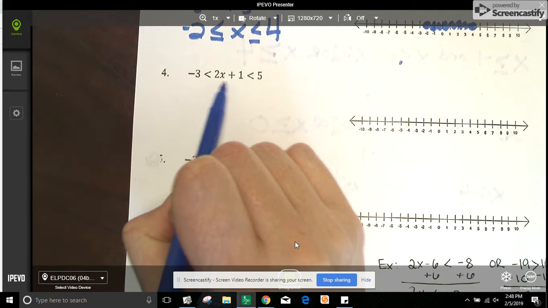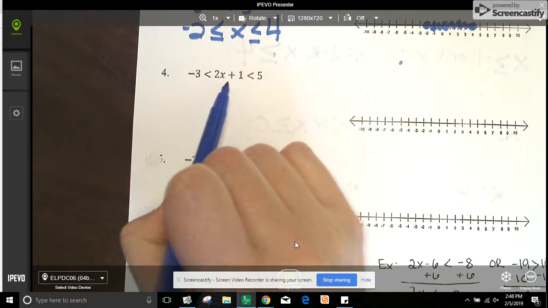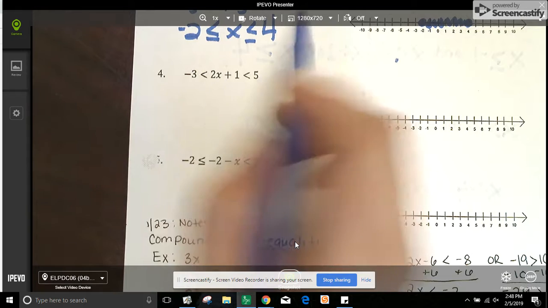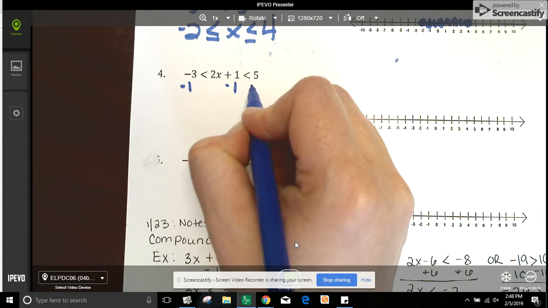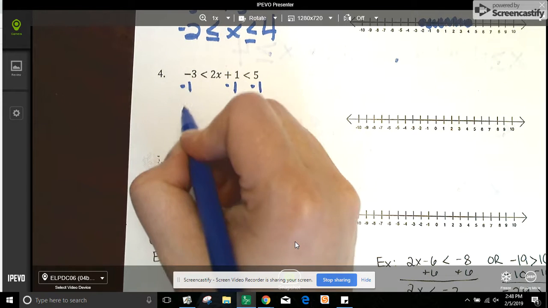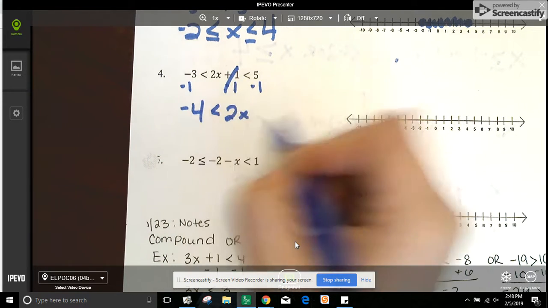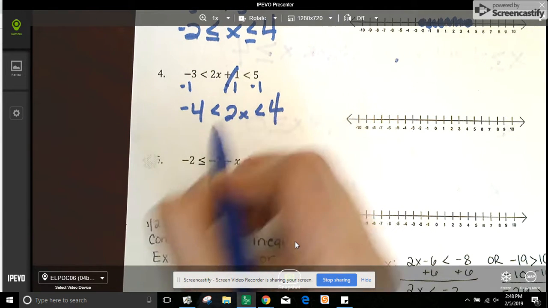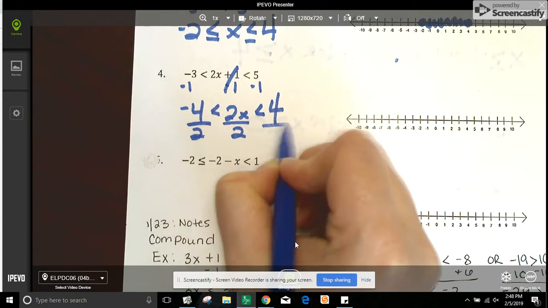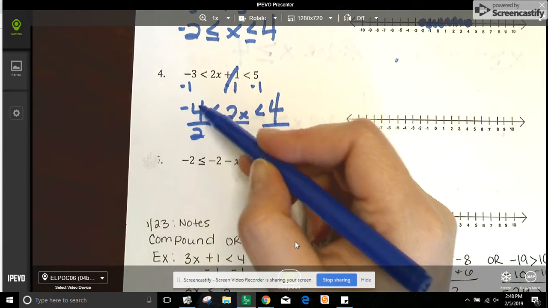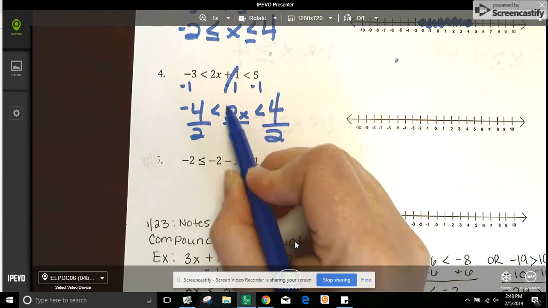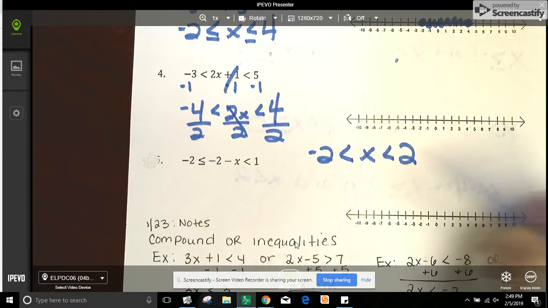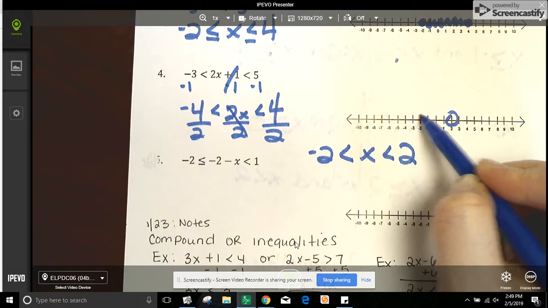All right, so now you're trying to undo what's in the middle. In the notes on the front, it says always get rid of the addition or subtraction first. So I've got to get rid of this +1 first. The opposite of plus is minus. Do it to all 3 sides. So -3 minus 1 is -4. 5 minus 1 is 4. And now I have 2 times x. Now I want to divide. -4 divided by 2 is -2. 4 divided by 2 is 2. These are both open circles, shading in the middle.